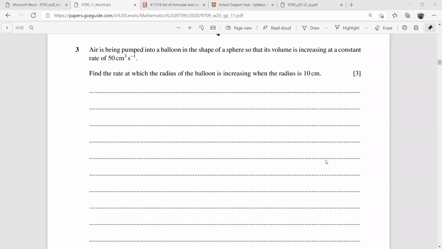Okay, third question. Air is being pumped into a balloon in the shape of a sphere so that its volume is increasing at a constant rate of 50 cm cubed per second. So we have been given the rate of increase of the volume, that is 50 centimeter cube per second. Find the rate at which the radius of the balloon is increasing. So we have to find dr by dt, okay? And we are given at r equal to 10.